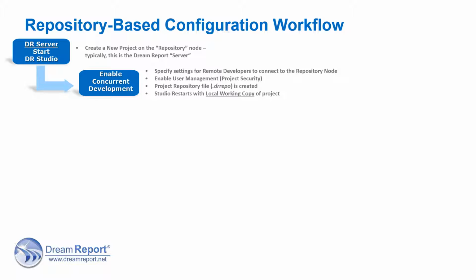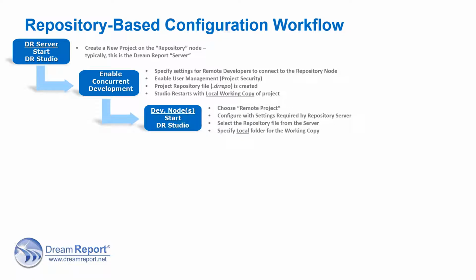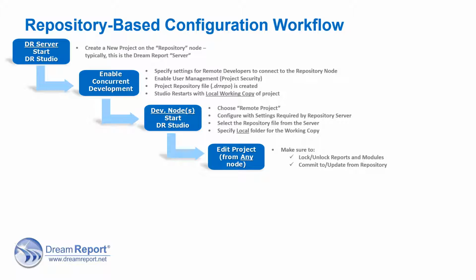Enable user management, and then a project repository file will be created, and Studio will reopen with a local working copy of the project. On any development nodes, start Studio, configure the remote settings required by the repository server, and then select the repository file on the server. Studio will open with a new local working copy of the project. Configure and edit your project from any development node, making sure to lock and unlock reports and modules, and commit to and update from the repository.